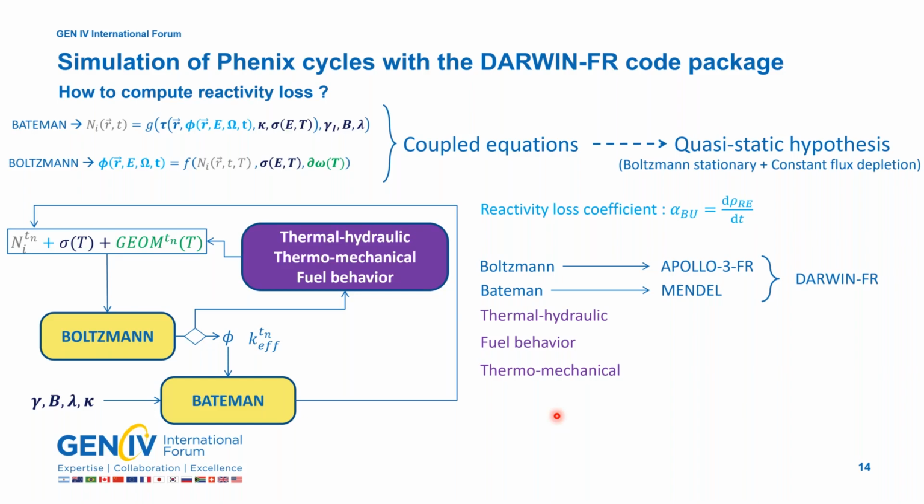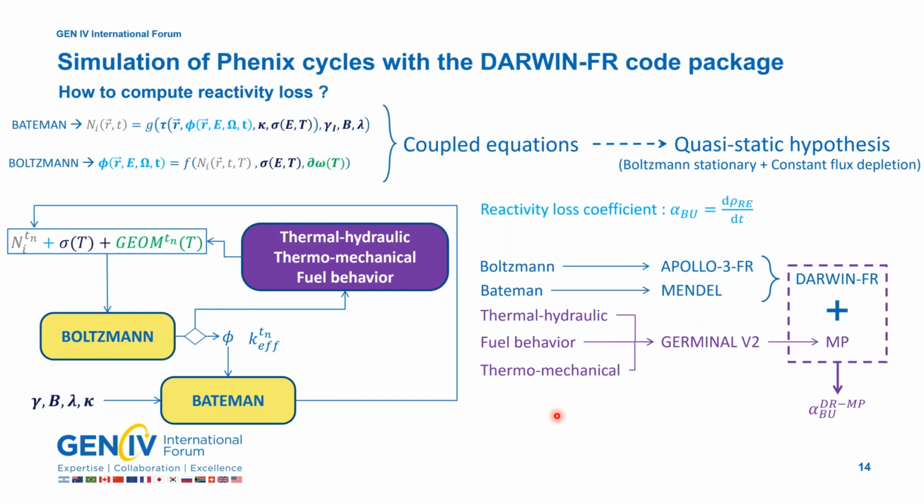And for the multi-physics, I will call all the physics outside neutronics multi-physics, as I'm more focused on the neutronic side. For the multi-physics equations, we use the Germinal V2 code, which is the fuel performance code specifically developed and validated for sodium fast reactor fuel. So by using the DARWIN-FR code package and Germinal V2, we have our best estimate modeling, and we can compute the reactivity loss coefficient of a given reactor.